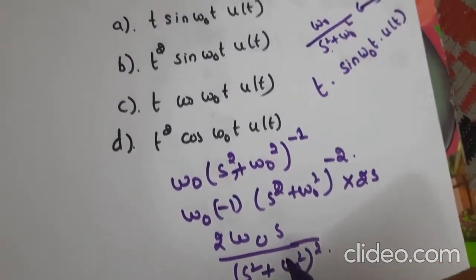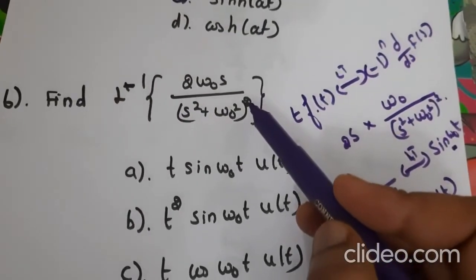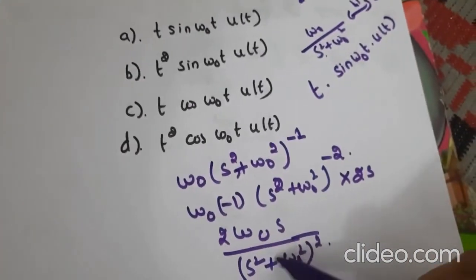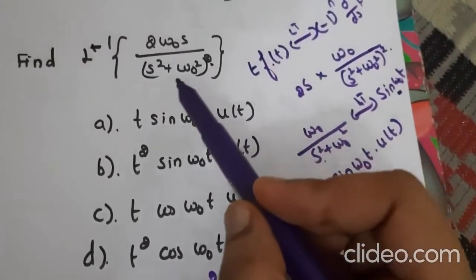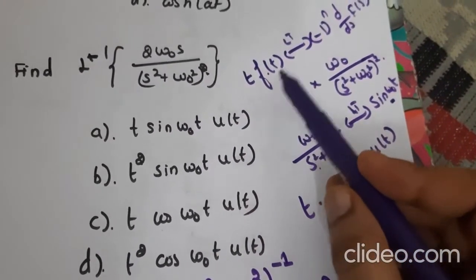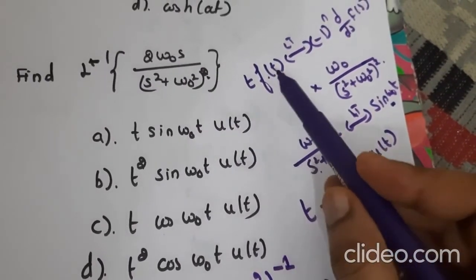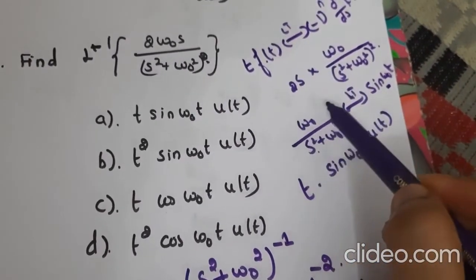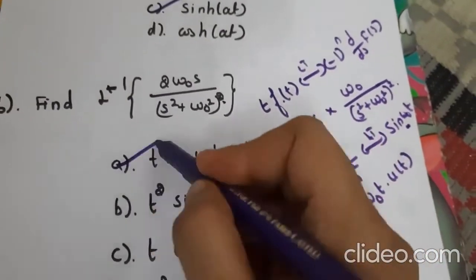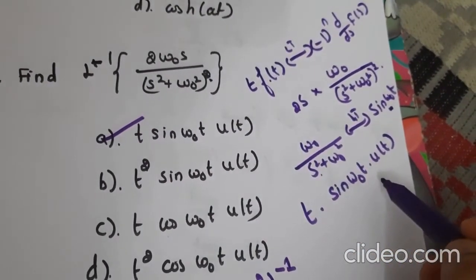So now we get the answer here. Just opposite to this procedure we can find the inverse Laplace transform. So t into f of t is the solution here, and f of t here is sin omega naught t. So here the answer is A, t into sin omega naught t into u of t.